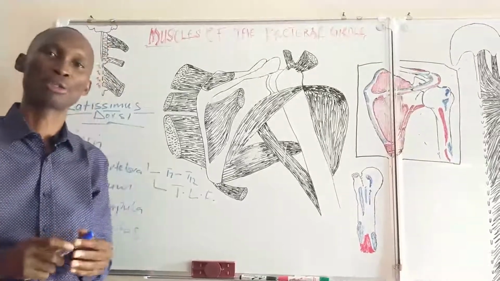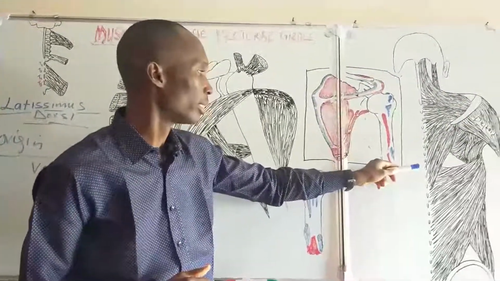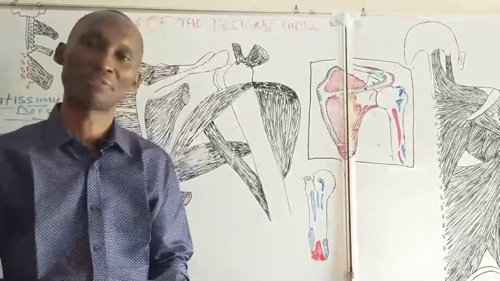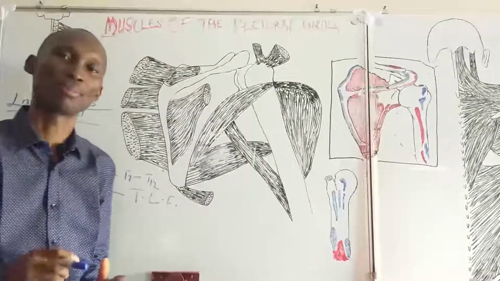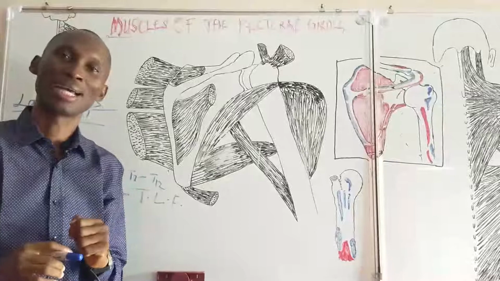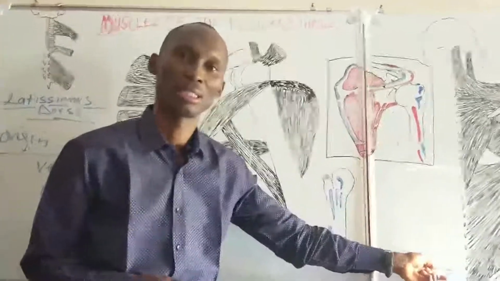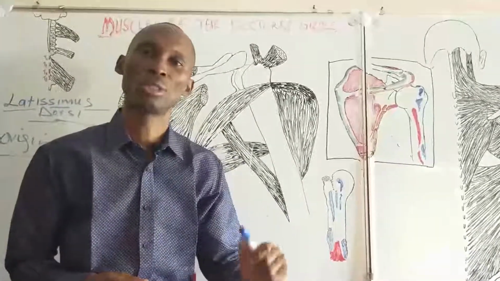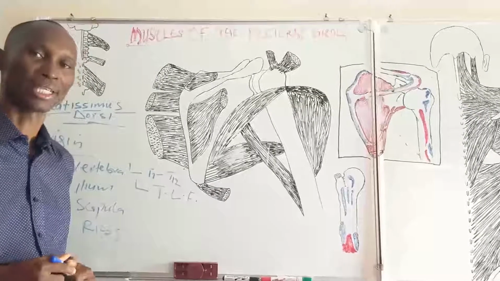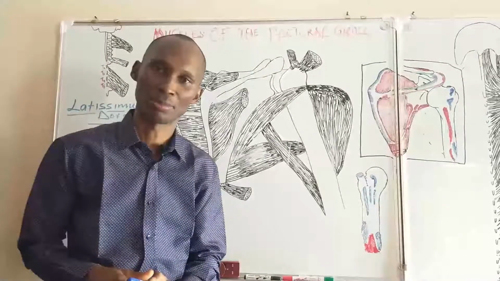Now, it's actually from the posterior lamina of the thoracolumbar fascia. Thoracolumbar fascia is a fascia that runs from the thoracic region down to the lumbar region and even down to the sacral region. Now, this muscle picks origin from the posterior lamina of this fascia. This fascia has attachment on the spines of both lumbar and sacral vertebra. So, by reason of this muscle picking origin from the posterior lamina of the thoracolumbar fascia, it also, by extension, picks origin from the spines of both the lumbar and the sacral vertebra.